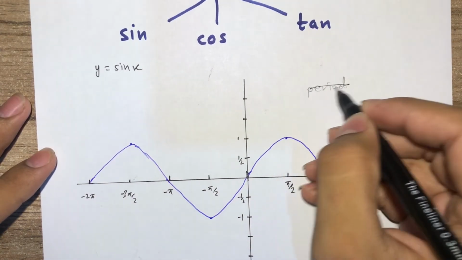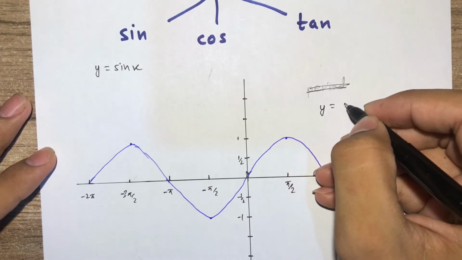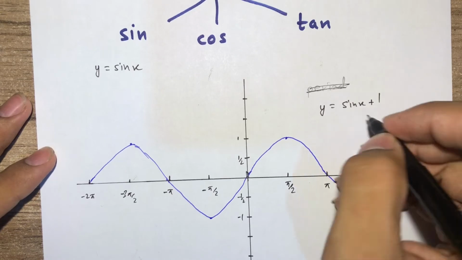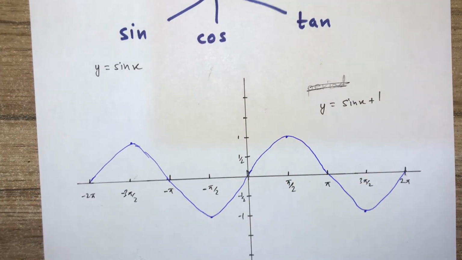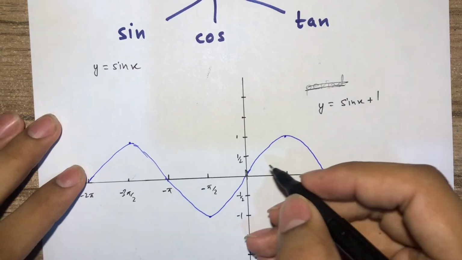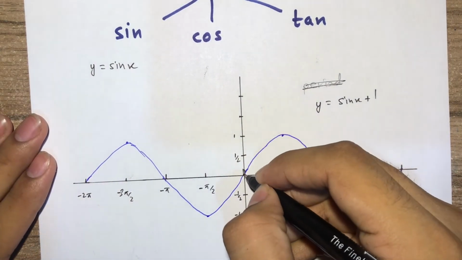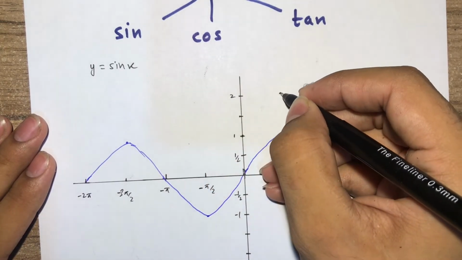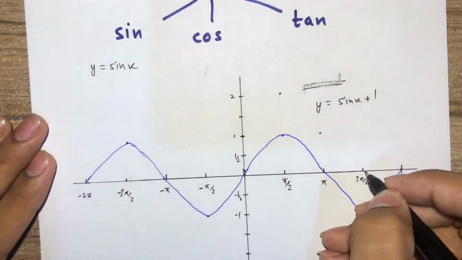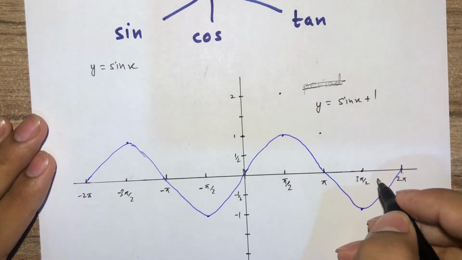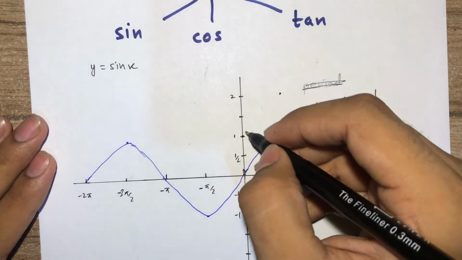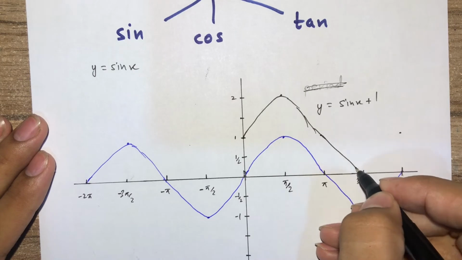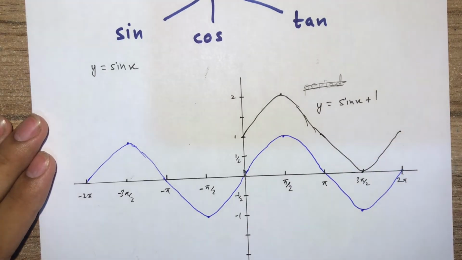So let's say we have to draw the graph of y equals sine x plus 1, right? So over here there is a translation of 1 unit upwards. So every point will be shifted upwards. This is 0, this will go to 1. This is pi, this is 1, this will go to 2. This is 0, it will go to 1. Negative 1 will go to 0, sorry, and 0 will go to 1. So after the translation, we'll get a graph like this. This is y equals sine x plus 1.